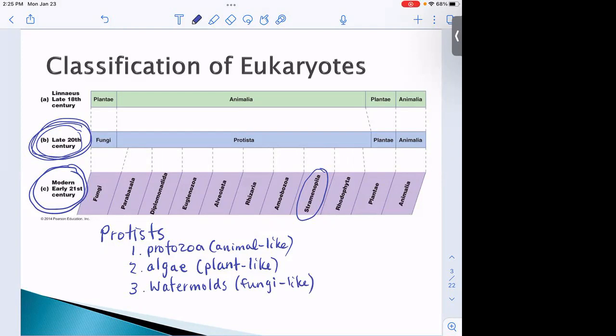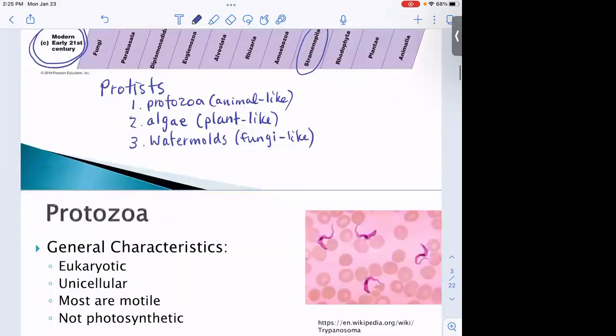Okay, so it's a little confusing. I think a lot of people would use the term protist and protozoa kind of interchangeably, but technically the protozoa, again, are protists that act more like animals. So we're going to spend a little bit of time on the protozoa.